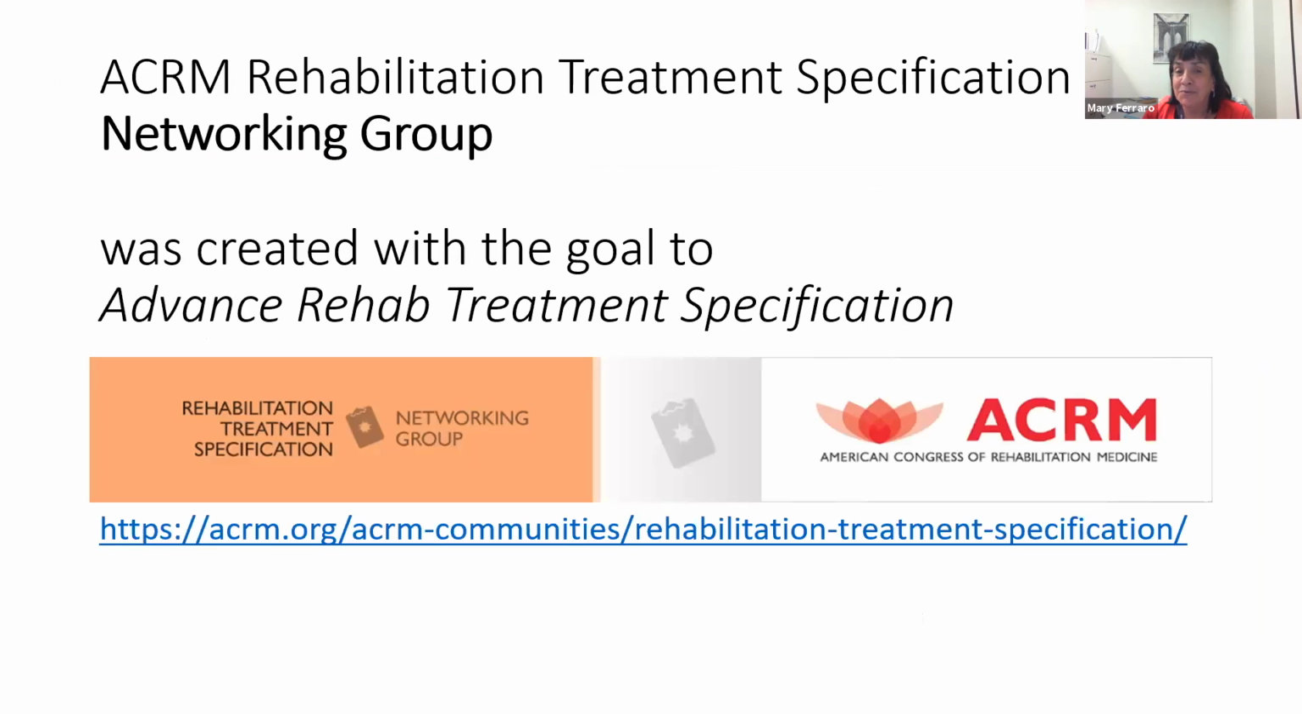I wanted to also just leave you with the idea that after this grant ended, a treatment specification networking group was established at ACRM. It is the Treatment Specification Networking Group. This is now a group of clinicians from all over and all different disciplines who care about this topic and are devising different ways to use it in clinical education, in clinical practice, as well as research.